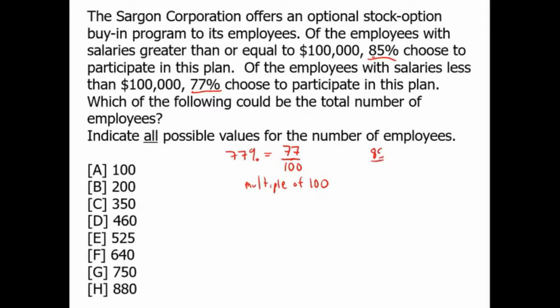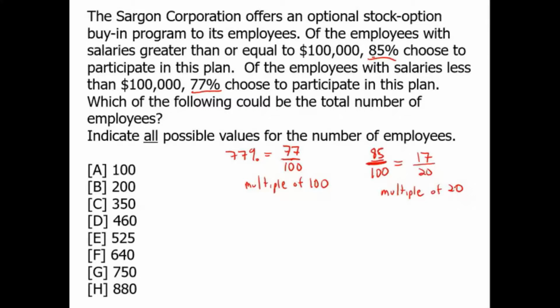Meanwhile, 85 over 100, we can divide numerator and denominator by 5. 100 divided by 5 is 20. 85 divided by 5 is 17. This is the fraction 17 over 20. And so we don't necessarily need a multiple of 100, but we do need a multiple of 20. We would need a multiple of 20 to have exactly 85% of it. And so the number of total employees must be some multiple of 100 plus a multiple of 20.